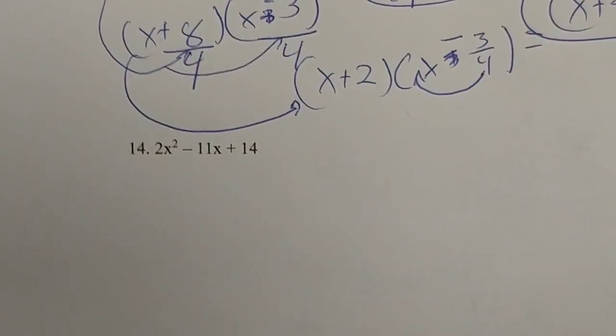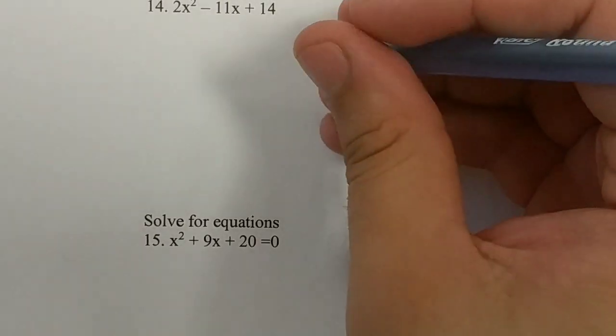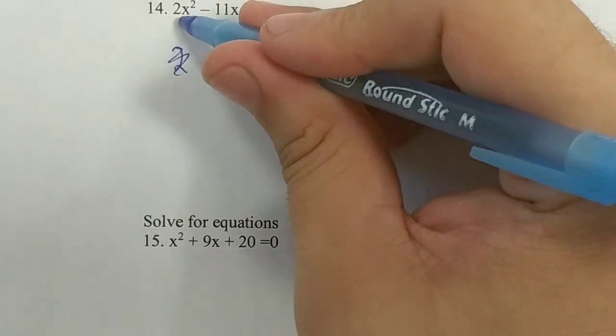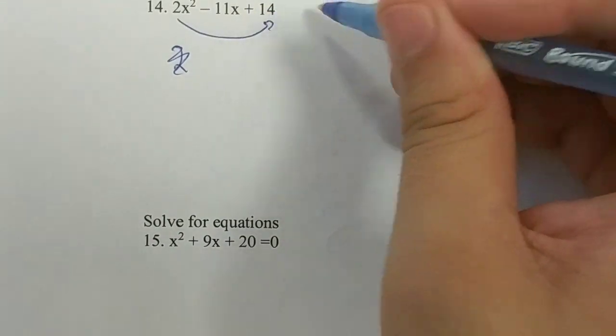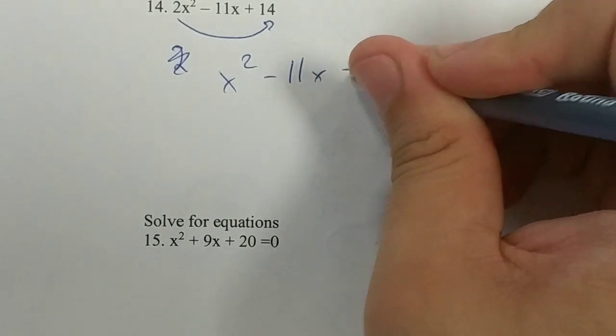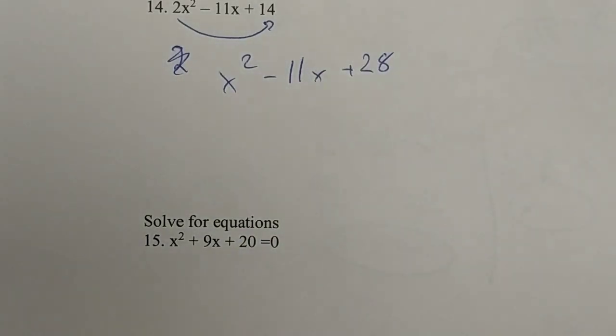We're going to the next one. So we have 2x squared minus 11x plus 14. Take this 2 and multiply by 14. You got x squared minus 11x plus 28.